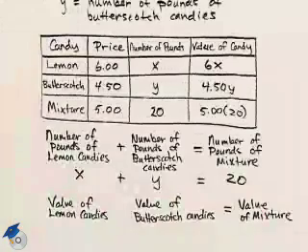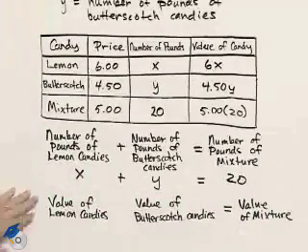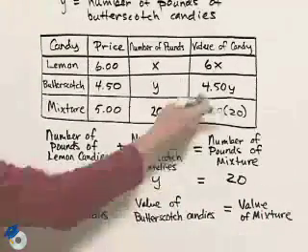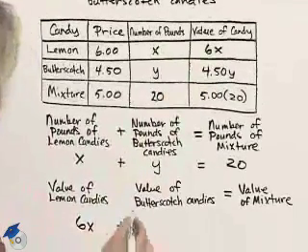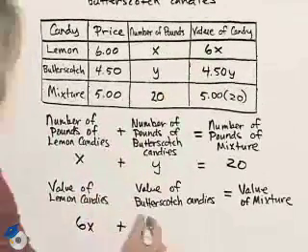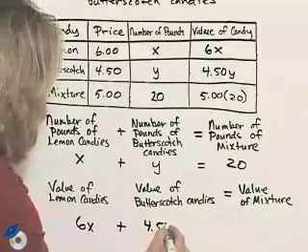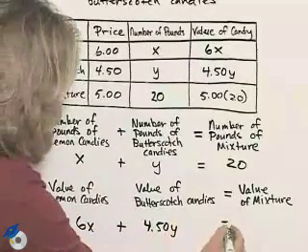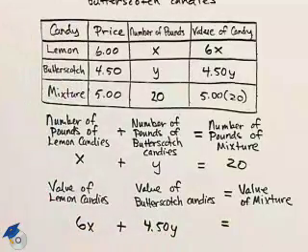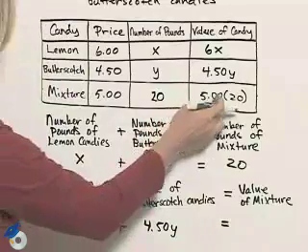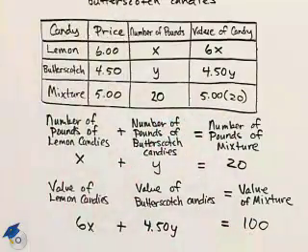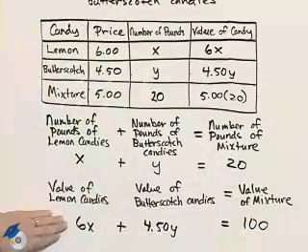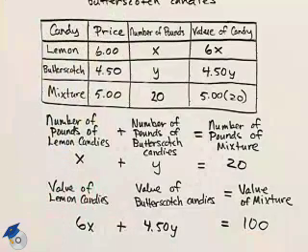The second equation is based on the value of the candies. So the value of lemon candies from our table we see is 6x. The value of the butterscotch candies from our table we see is 4.50 times y, and that equals the value of the mixture. $5 times 20 does give us 100. So we will use these two equations and solve the system to solve the problem.